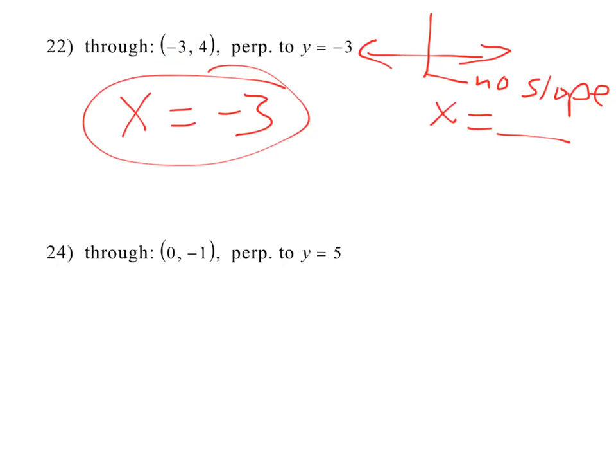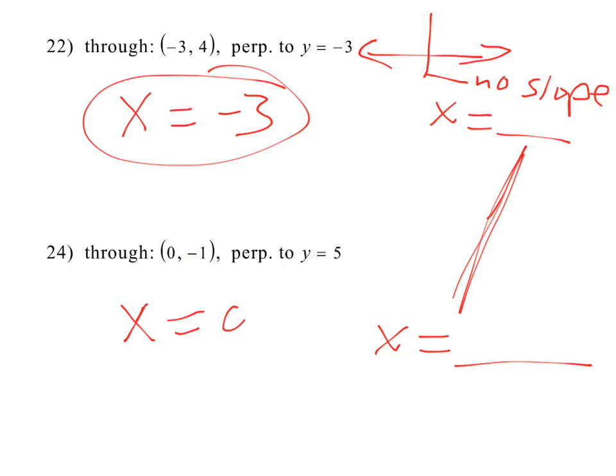And then 24, this one, again, perpendicular, y equals a number. So, again, we have the same sort of thing going on here. It's going to be x equals some number. Well, it needs to go through that number there. So it's going to be x equals 0 right there.